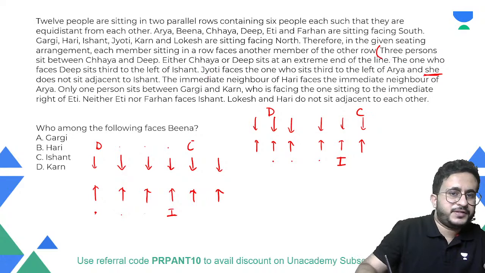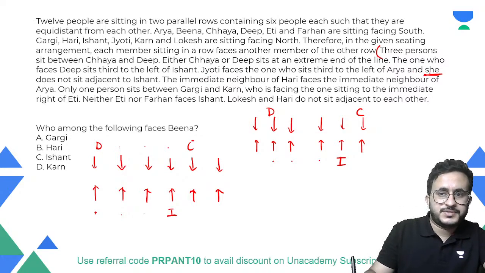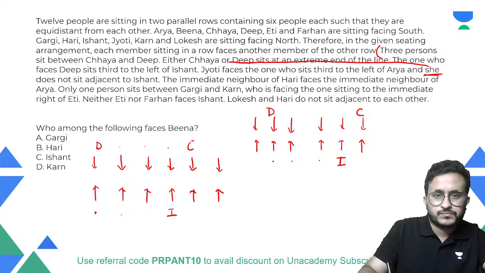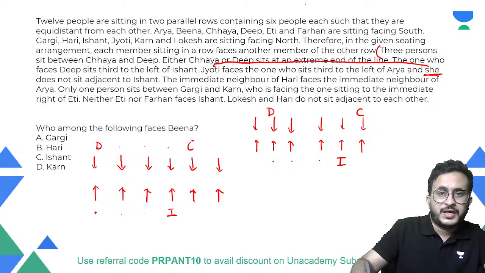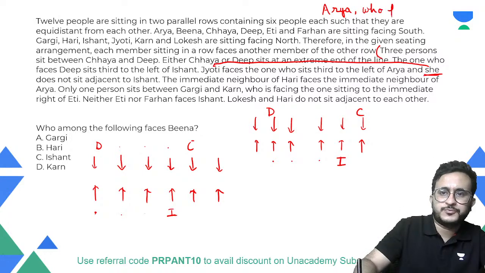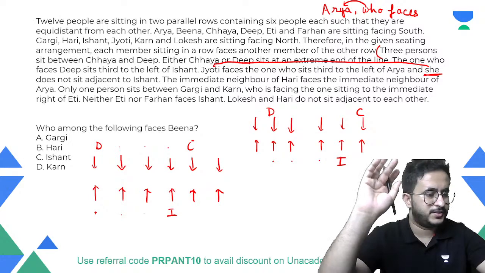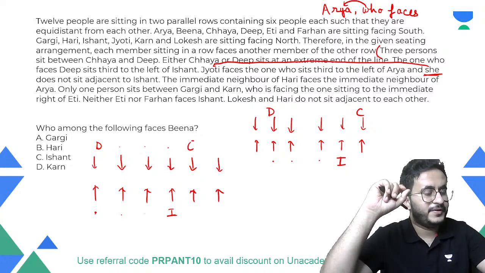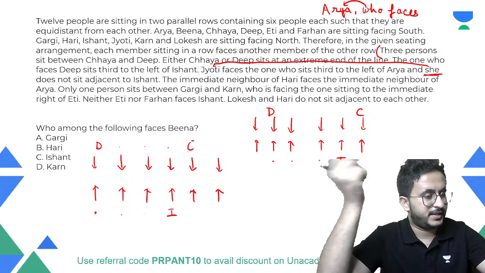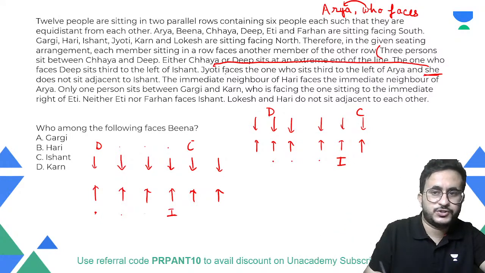So remember this thing: whenever a sentence is given and a pronoun comes after "and", it refers to Jyoti. And suppose instead of "and", it was "Arya who faces". So "who" refers to the immediate person, right? Keep this in mind because these are very basic things and people make mistakes in them. So if it says "she", it means Jyoti. If here it was "who", it would refer to Arya. So Jyoti is not adjacent to Isha.